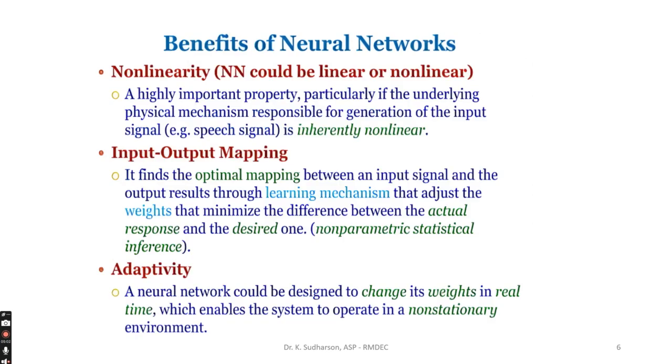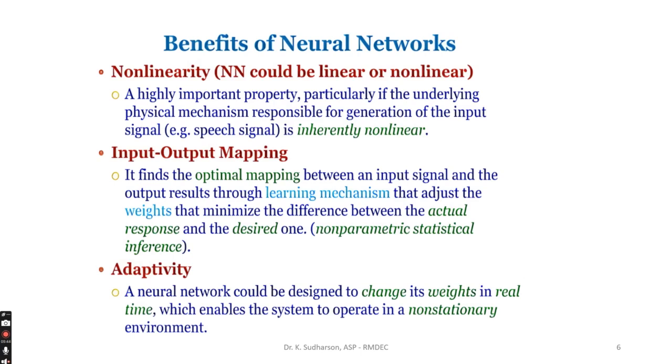Then benefits of neural network. What are the benefits? First one is non-linearity. Obviously, the neural network has different neurons interconnected in nature. It is dynamic in nature. So it is non-linear in nature. All the neurons are non-linear. If it is linear, we can use it for some applications only. If it is non-linear, we can learn the features from different kinds of data, and we can predict the output based on the input features. So it is non-linear in nature.